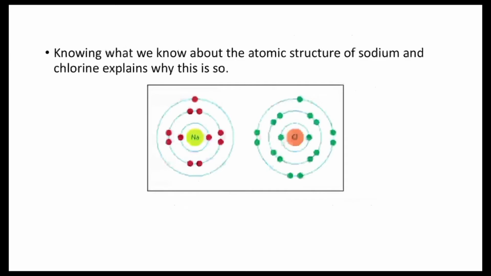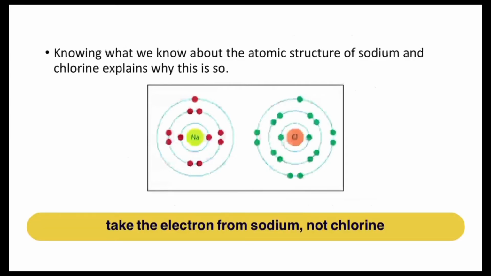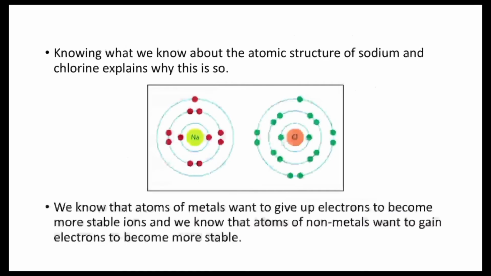So sodium always wants to get rid of its one extra electron to allow it to have the full valence shell. And then chlorine also wants a full valence shell, but it's one short, so it's going to take the electron from sodium. So we know that atoms of metals want to give up electrons to become more stable ions. And we know that atoms of non-metals want to gain electrons to become more stable. So that's what we're seeing here. Na wants to give up its extra electron, and chlorine wants to take up an extra electron to have full valence shells.